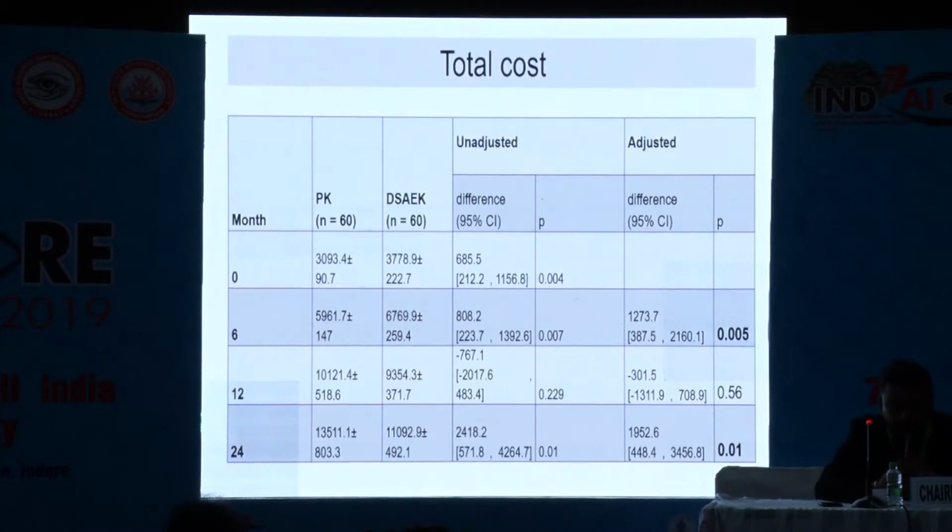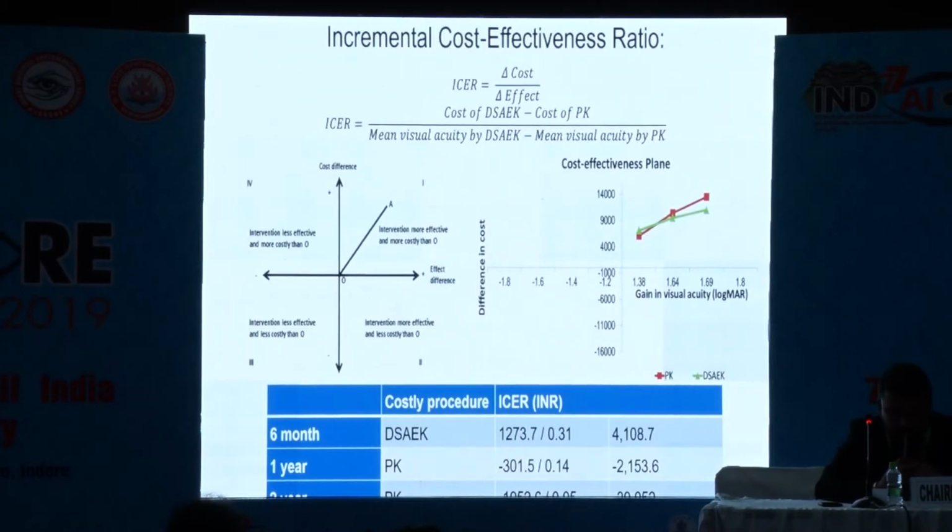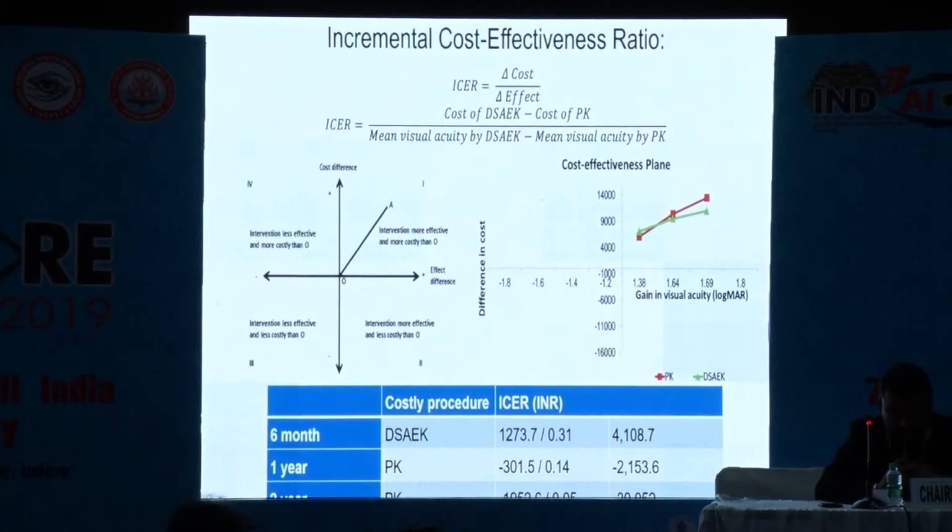At 6 months, the cost incurred by the patients undergoing DSAEK was more, which was statistically significant. And at 2 years, the cost incurred by the patients undergoing PK was more, and that was also statistically significant. Next, we calculated the incremental cost effectiveness ratio, which is a ratio of difference in cost of intervention over the difference in the effect of the intervention.